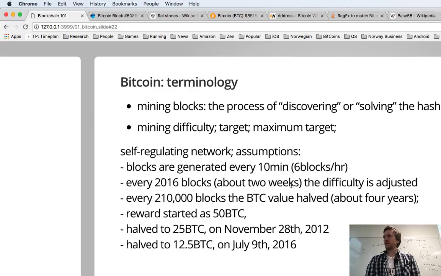So every 2 weeks the difficulty gets adjusted, and about every 4 years the reward gets halved. It used to be 50. Yeah, so when I started mining Bitcoin, it was already too hard to get 50.